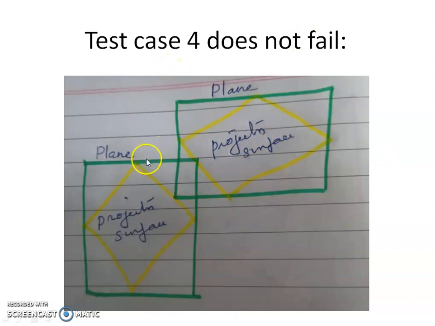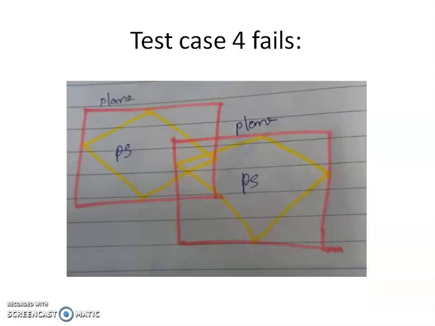You can see this green color rectangle is represented as plane. Here one plane is there, here also another plane is there. Then the yellow colored one is the projection surface. This is also a projection surface. Now you can see that the projection surface does not overlap. The planes overlap here, but the projection surfaces do not overlap here. So test case 4 is successful.